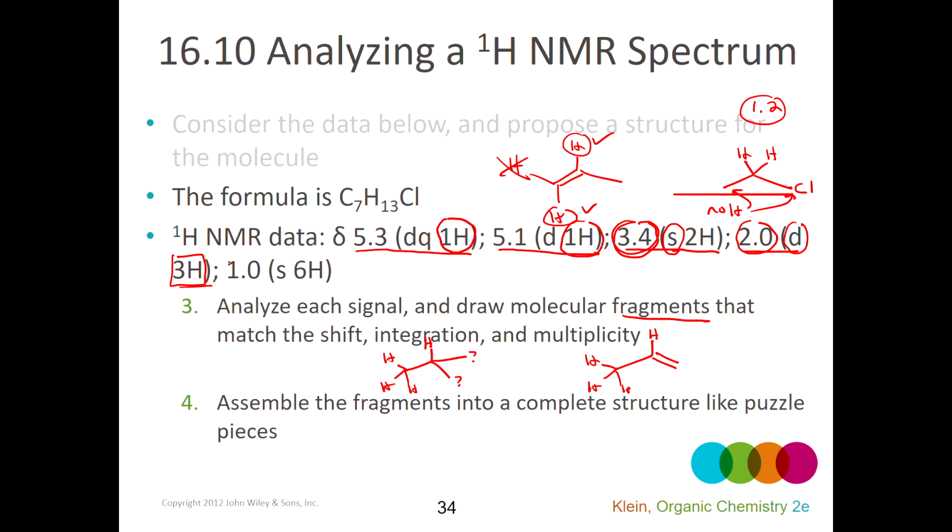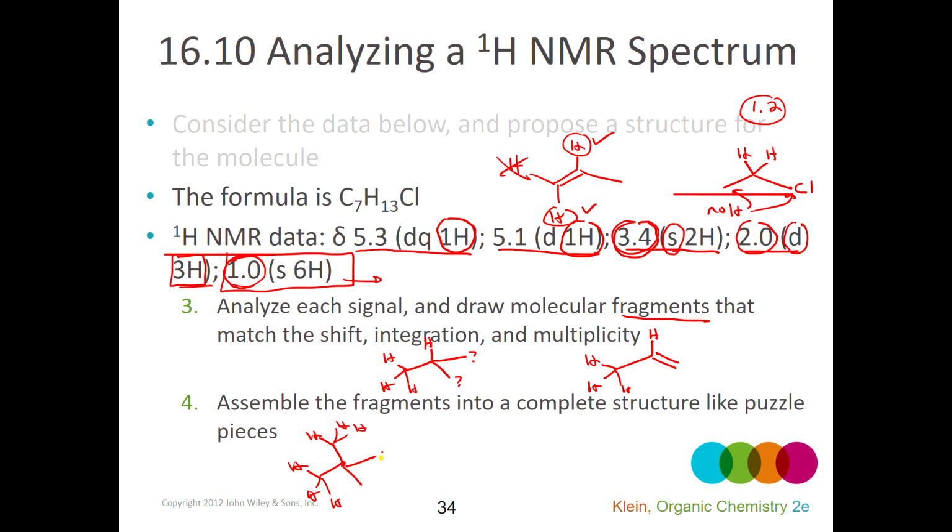And finally, this signal here gives me a lot of information. It tells me I have 6 equivalent hydrogens that are a singlet, and their shift is around 1. So that means they're not close to the chlorine or the pi bond. And so what that would look like would be 6 hydrogens that are all equivalent. And on the carbon that they're connected to, there can't be any hydrogens there.